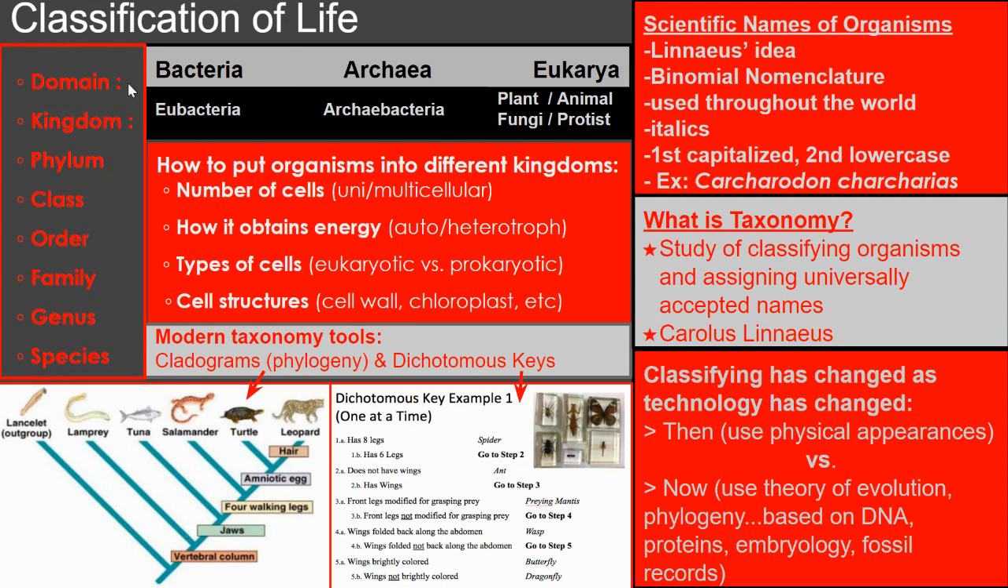Now, I've listed here for you the three domains of life. There are three domains: bacteria, archaea, and eukarya. And then those domains can further be broken down into kingdoms, like eubacteria, archaeobacteria, plant, animal, fungus, and protist. So there are three domains, and there are six kingdoms that fit within those domains.